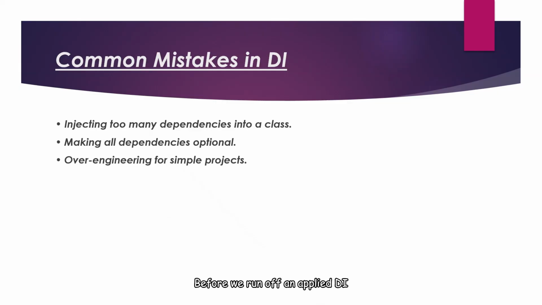Before we run off and apply DI everywhere, beware of some common pitfalls. First, don't inject too many things into one class. If you have 5 or 6 dependencies, maybe we need to rethink our design. Second, don't make all dependencies optional. That leads to fragile objects. Third, don't over-engineer small projects by building complex DI setups. It's important to match the complexity of the solution to the size of the project.